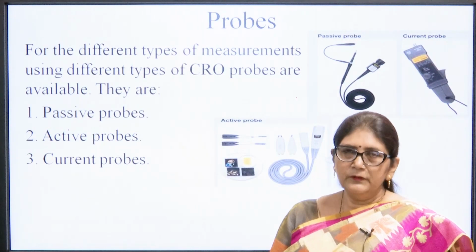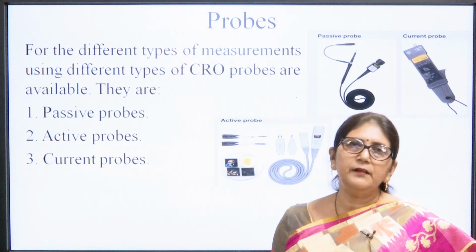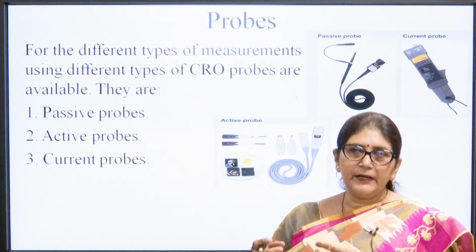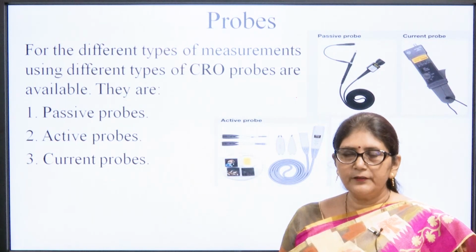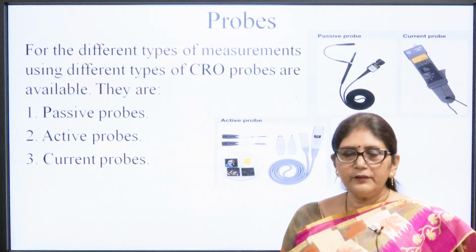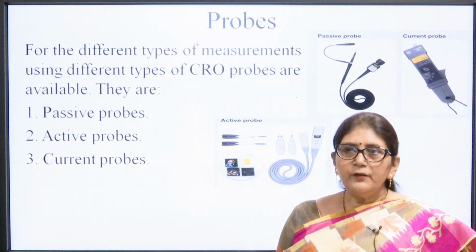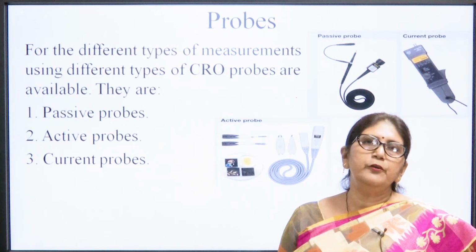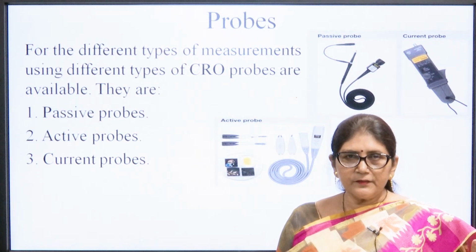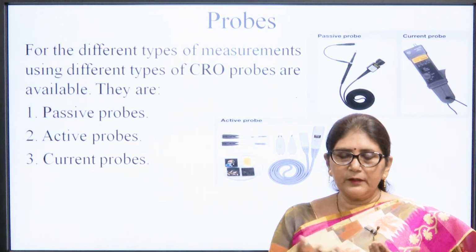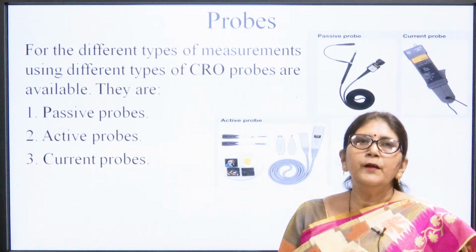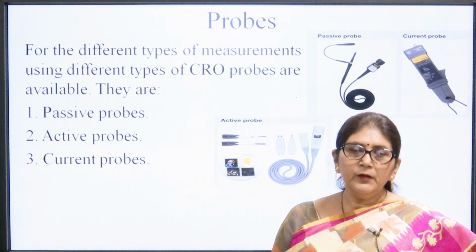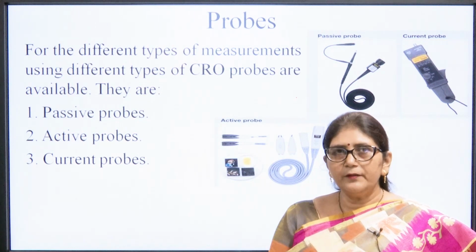Then next is the probe. Probes are basically a device or a combination of a device and wire that is used to interconnect the unknown quantity to the instrument. So, it basically connects the unknown quantity that we want to measure to the instrument at which we want to measure the signal. Probes are of different types. Generally, probes are used in CRO, but there are some probes that we use in the multimeter also.